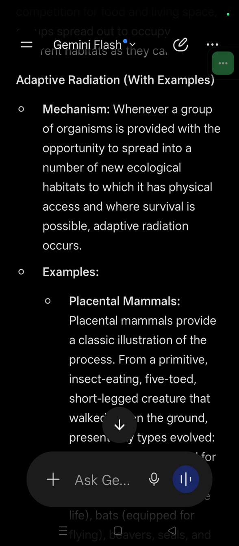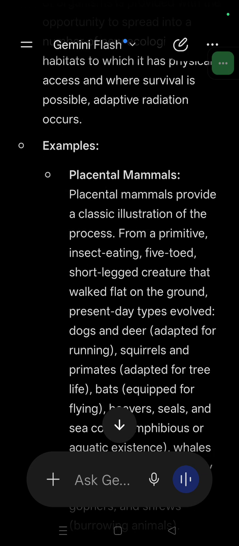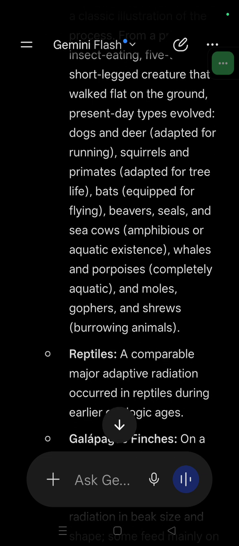Placental mammals provide a classical illustration of the process. From a primitive insect-eating, five-toed, short-legged creature that walked flat on the ground, present-day types evolved. Dogs and deer adapted for running, squirrels and primates adapted for tree life, birds equipped for flying, beavers, seals and sea cows amphibious or aquatic existence, whales and porpoises completely aquatic, and moles, gophers and shrews, burrowing animals.